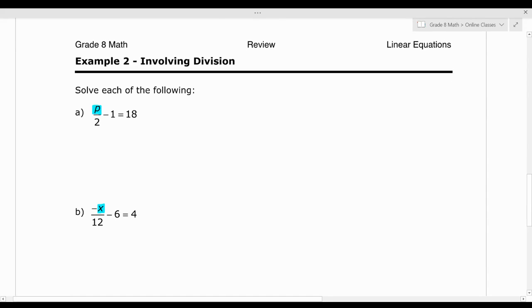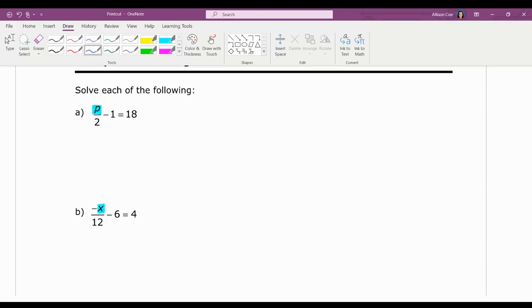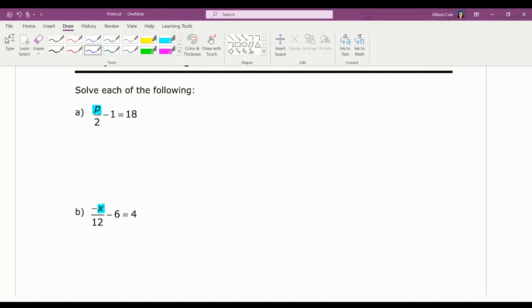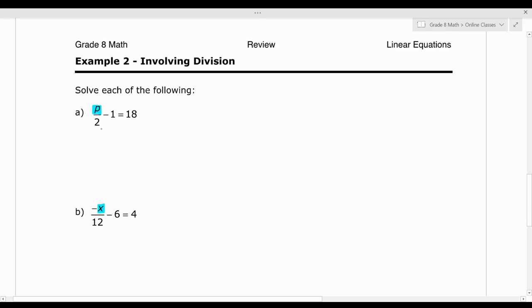Moving on to example 2. You'll notice this one involves division. So this time there's a division happening, so we're going to have to undo that division at some point. But we're going to start the exact same way. You want to get the term with the variable by itself first. So here is my term with the variable, this p divided by 2. So I want to get rid of this negative 1. I'm going to think of moving it over. The sign has to change. If you want to show the fact that you're adding 1 on both sides, go right ahead. So I just show it as 18 and then plus the 1. Okay, well that's going to give me p divided by 2 is supposed to equal 19.